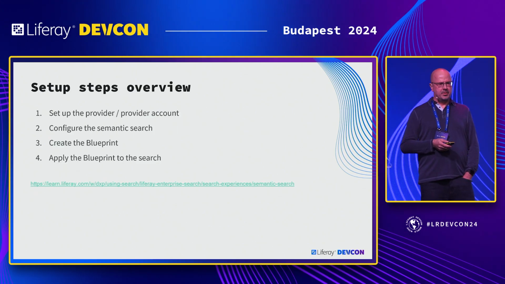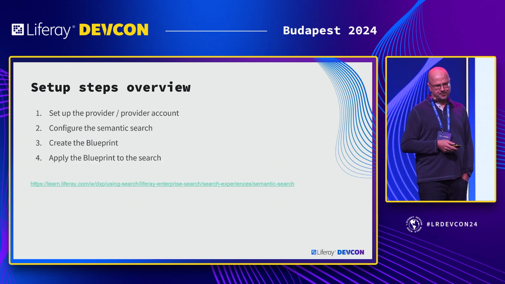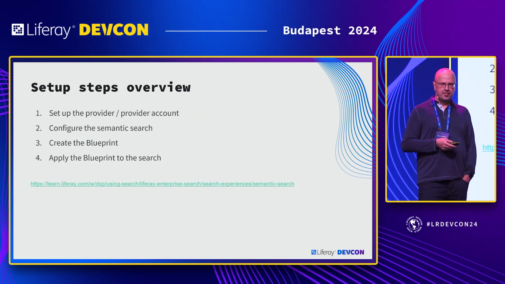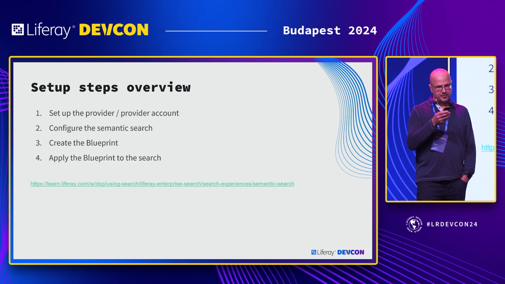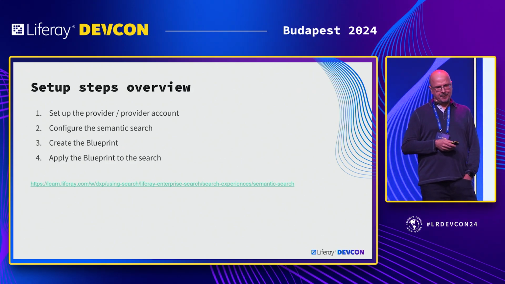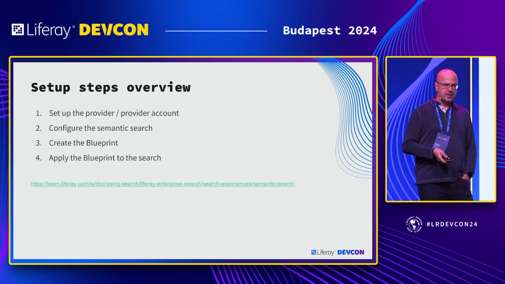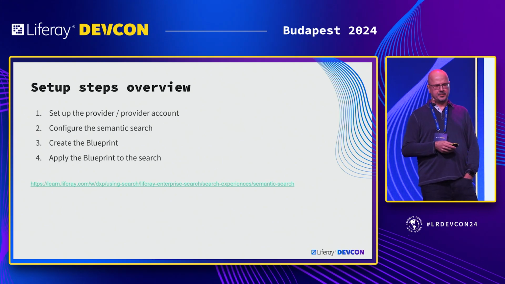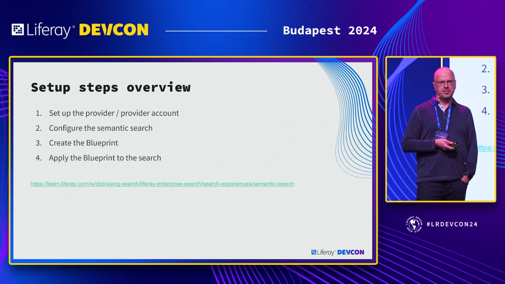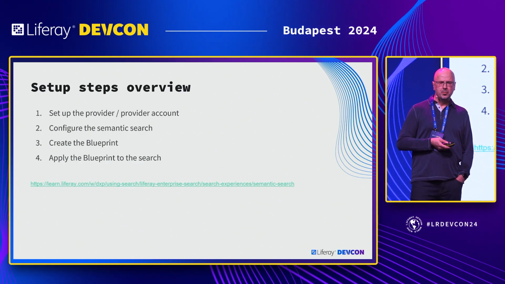Setting up is fairly straightforward. We first have to set up the provider account, say OpenAI or a Google account, and then we have to configure the semantic search on the Liferay side. We need a search blueprint, and as a last step, we just apply the search blueprint to the search.